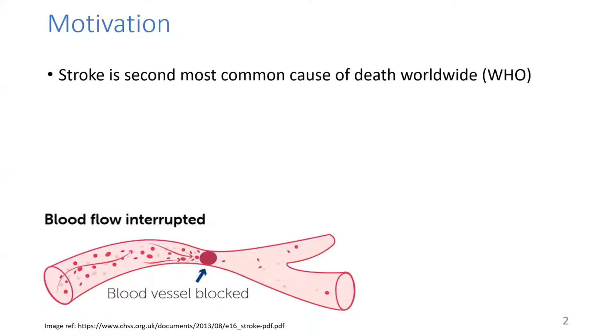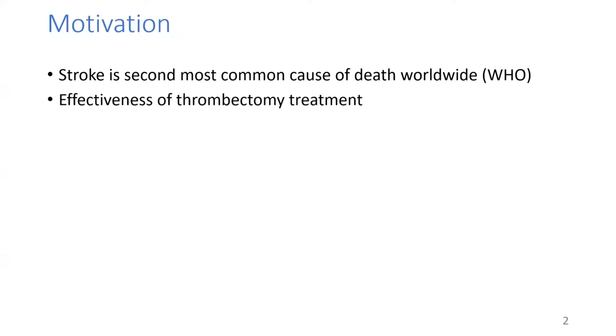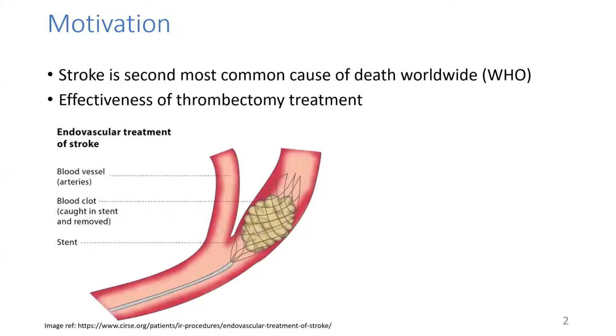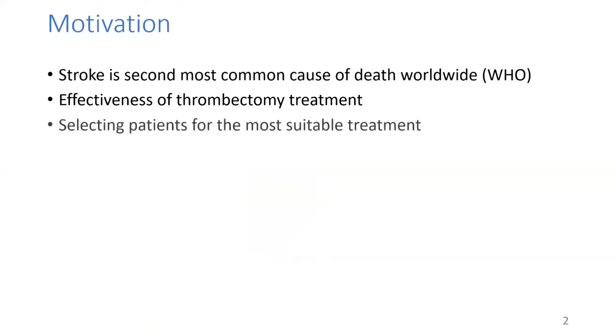In this work, we focused on ischemic stroke treatment, more specifically endovascular thrombectomy treatment. In thrombectomy treatment, a catheter is inserted into cerebral arteries to break up or remove the blockage. Recent randomized clinical trials have shown that patients with ischemic stroke benefit from endovascular thrombectomy. However, selecting patients who are the most favorable for the treatment remains a challenge.